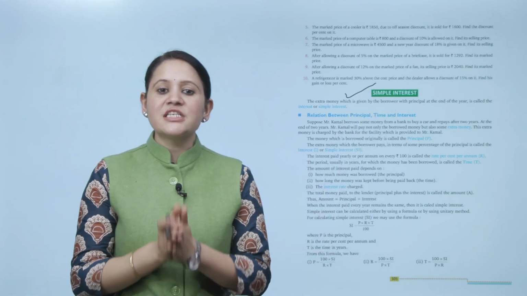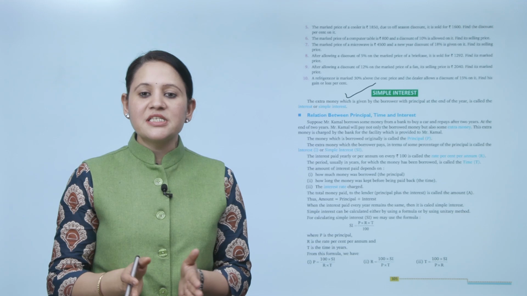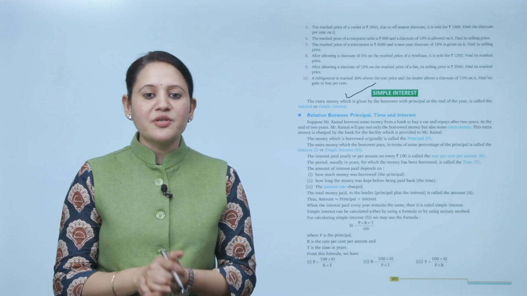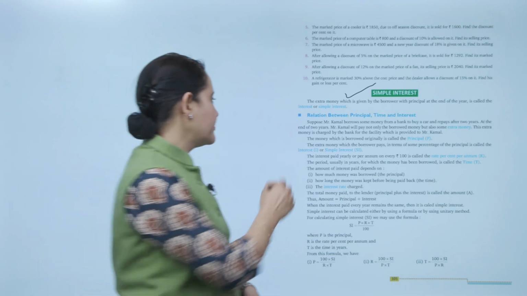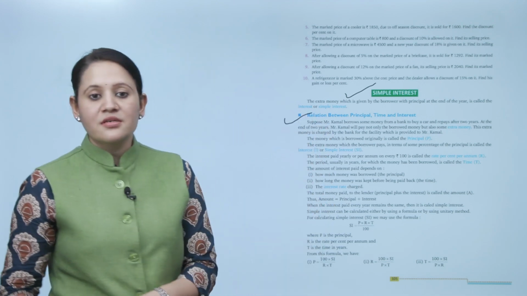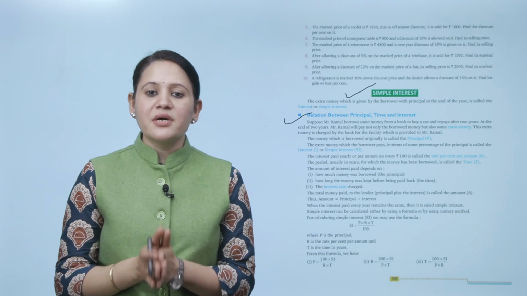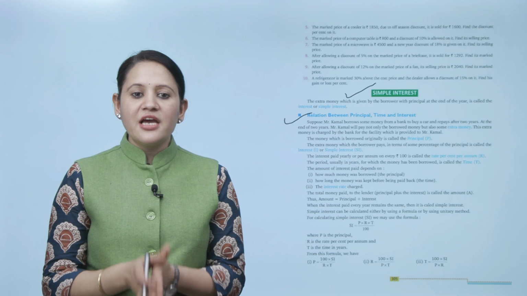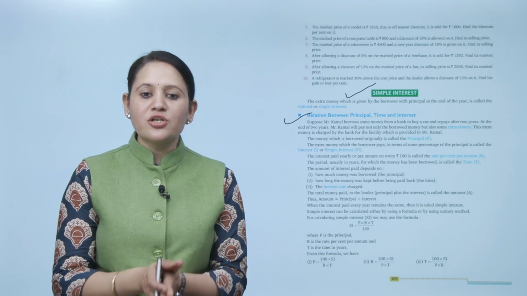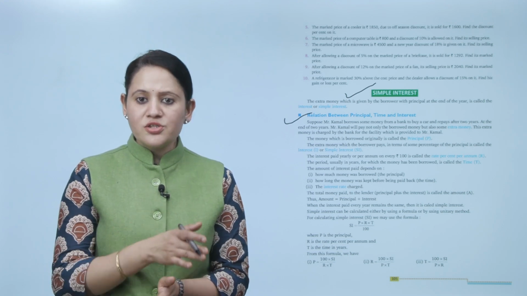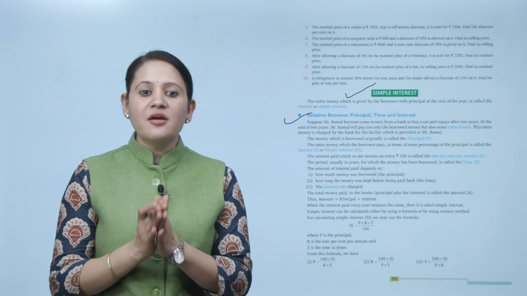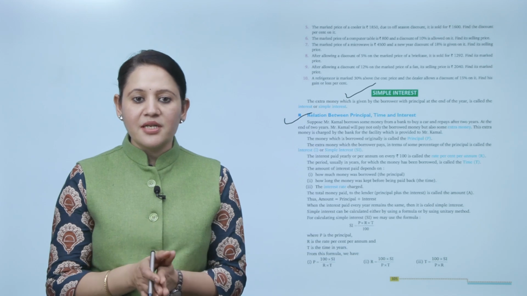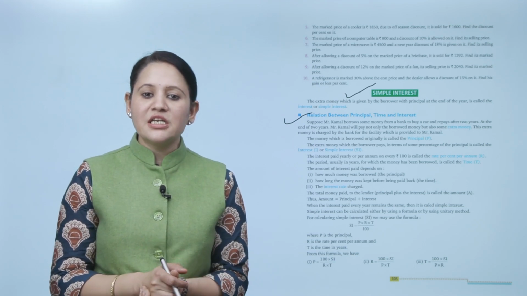The extra money which is given by the borrower with the principal at the end of the year is called the interest or the simple interest. Next is relation between principal, time and interest. Suppose Mr. Kamal borrows some money from the bank to buy a car and repay after 2 years. At the end of 2 years, Mr. Kamal will pay not only the borrowed money but also some extra amount. This extra money is charged by the bank for the facility which is provided to Mr. Kamal. The money which is borrowed originally is called the principal.